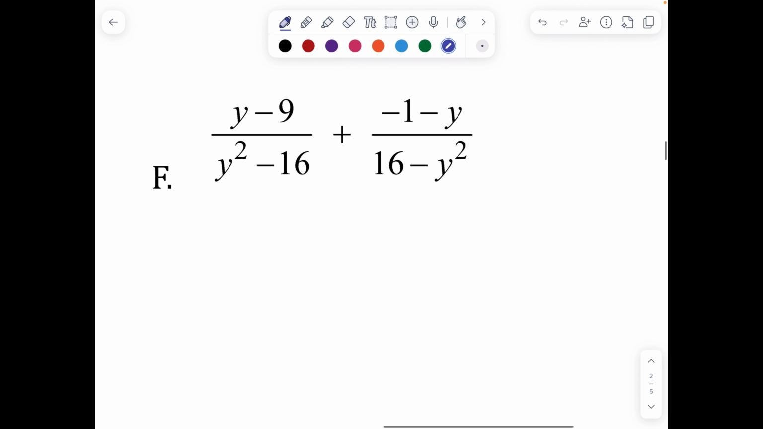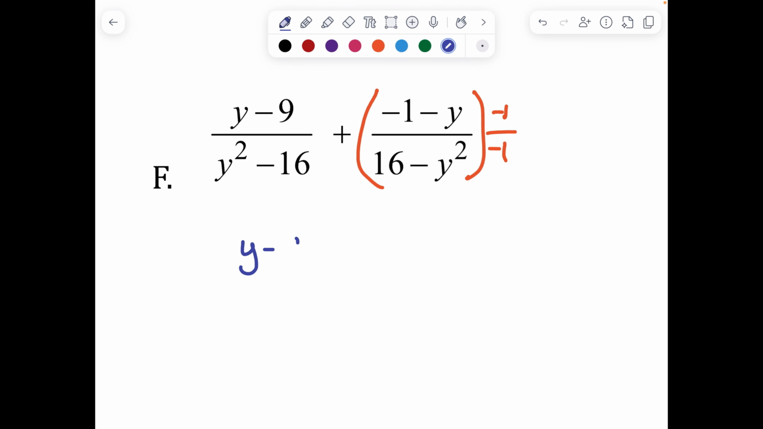Okay. F, we have y minus 9 over y squared minus 16 plus negative 1 minus y over 16 minus y squared. So I see if I just go ahead and multiply this fraction by negative 1 over negative 1, I will end up with y squared minus 16. So we will have the same denominators. So I'm going to go ahead and do that to start.